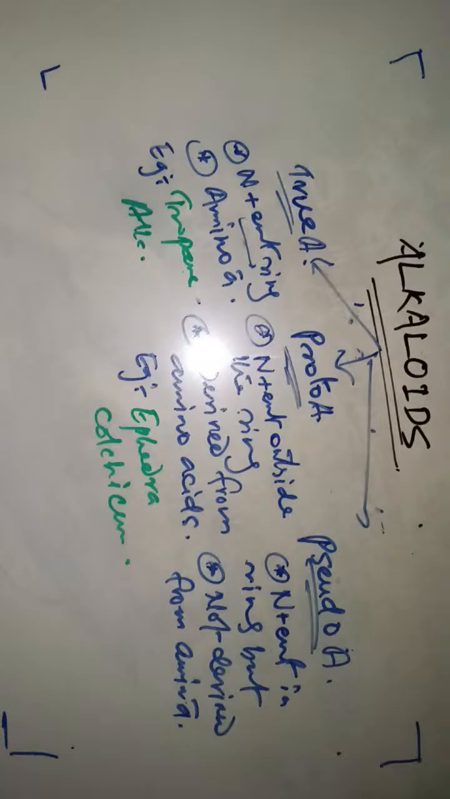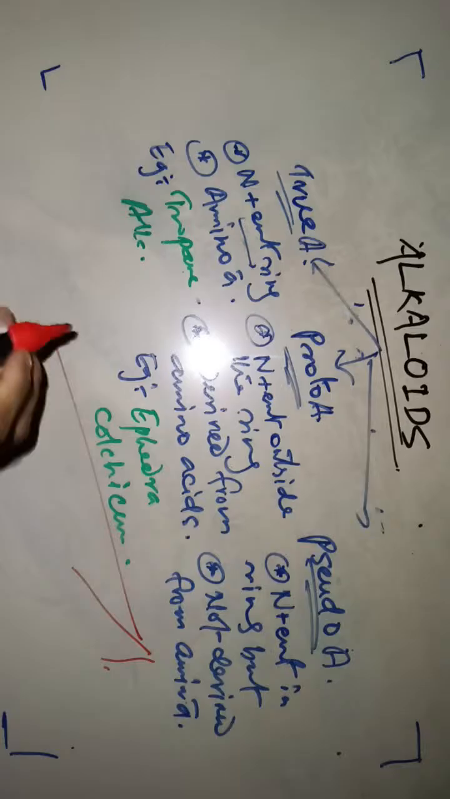The most important point here is the difference: the true alkaloid is derived from amino acid, whereas protoalkaloid is derived from amino acid but the nitrogen is present outside the ring, and pseudoalkaloid is not derived from amino acid but it has nitrogen in its ring. Now this pseudoalkaloid is again classified into three types: steroidal pseudoalkaloids, terpenoid pseudoalkaloids, and xanthine pseudoalkaloids.